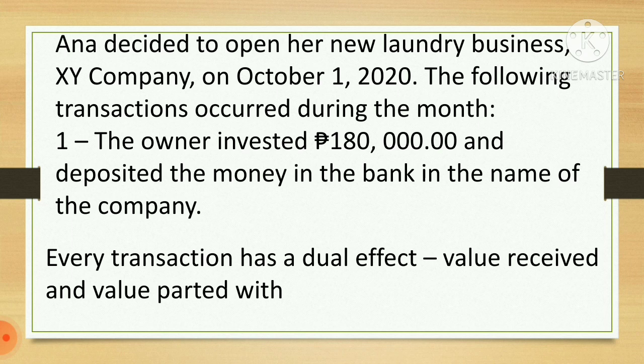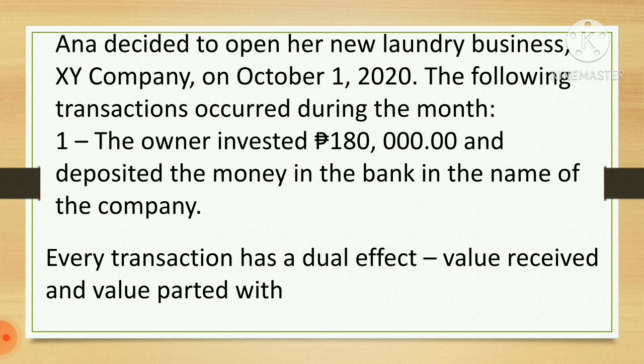So let's have concrete examples in accounting, in analyzing the business transactions. So for example, Anna decided to open her new laundry business named XY Company on October 1, 2020. The following transactions occurred during the month. October 1. The owner invested 180,000 pesos and deposited the money in the bank in the name of the company.